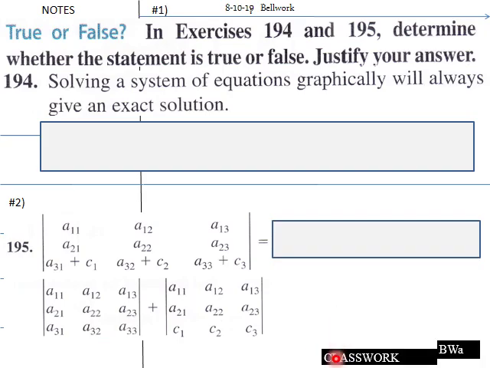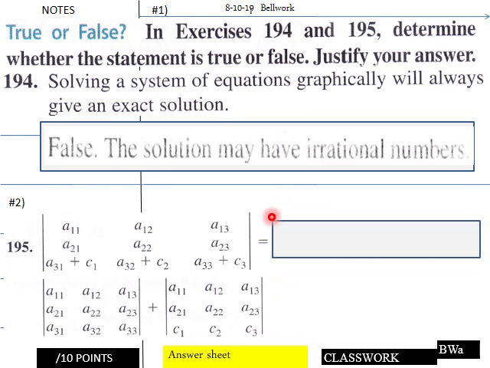Okay, welcome back, students, after your 5 minutes of doing your bell work for today. For 194, solving a system of equations graphically will always give an exact solution. So for false, the solution may have irrational numbers. You may have an imaginary number if you have a graphing calculator that can do that. So the solution may have irrational numbers. That would not be an exact solution.